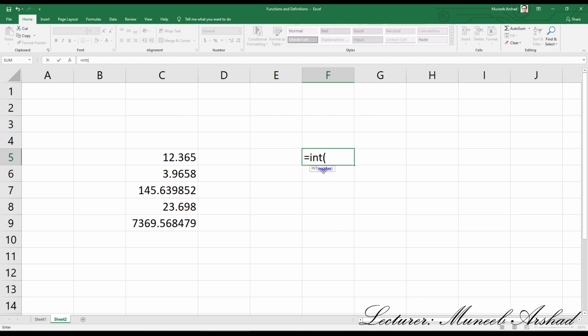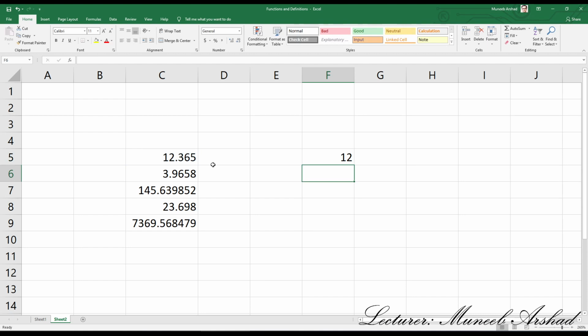As you can see, you just need to specify one number, and you don't have to type the number out. You have to give the cell reference. So in this case, it is actually C5. So when I press enter, it will take out the whole number in this particular fractional number, which is only 12. So after pressing enter, we get the answer as 12.